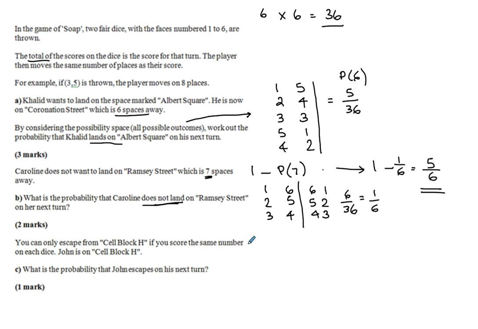You can only escape from cell block H if you score the same number on each dice. John is on cell block H. What's the probability that he escapes? He wants to score the same number. So again, you've got 1, 1, 2, 2, 3, 3, and you can tell there are going to be 6 of them: 5, 5, 6, 6. So you've got 6 out of 36, which is 1/6.